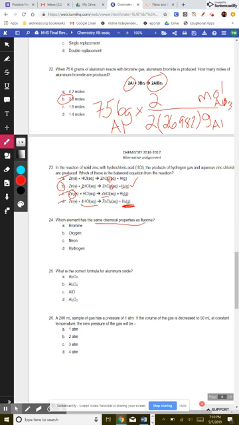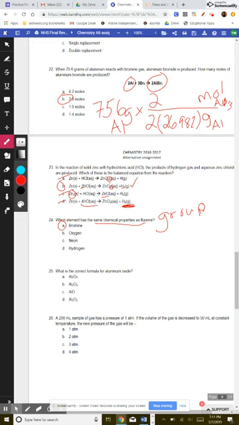Okay, which element has the same chemical properties as fluorine? This is a pretty easy question. We have to remember that elements in the same group have similar chemical properties. That's why they're in a group together. So fluorine is in group 17. So my option could be chlorine, bromine, iodine, or astatine. And bromine is in the same group. So the answer was A.